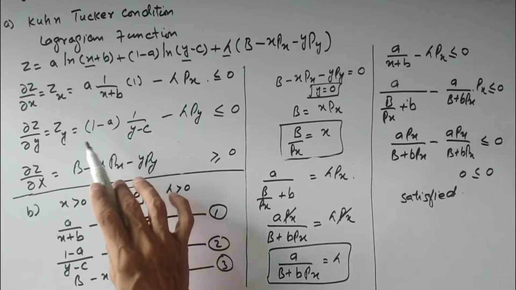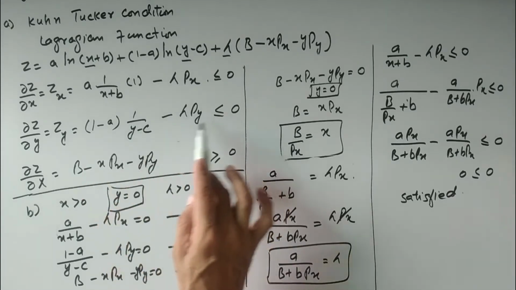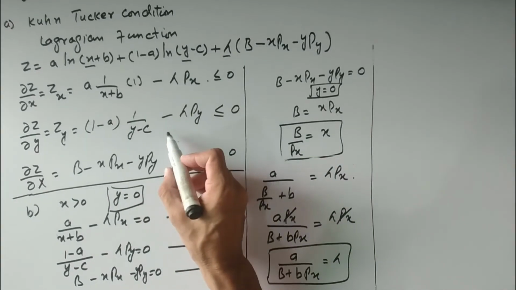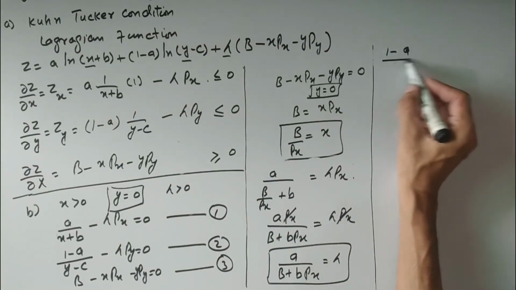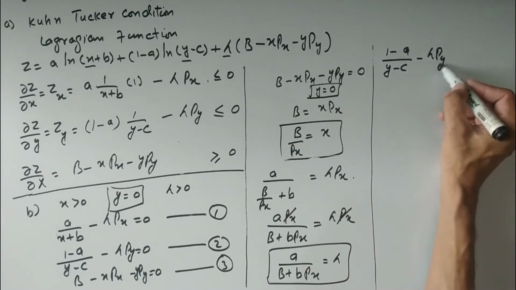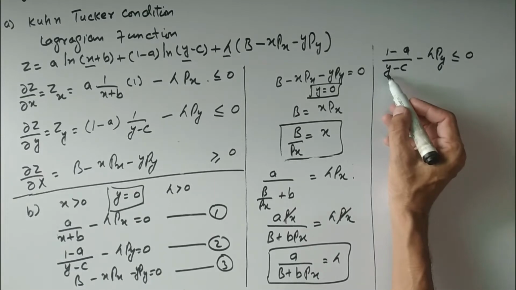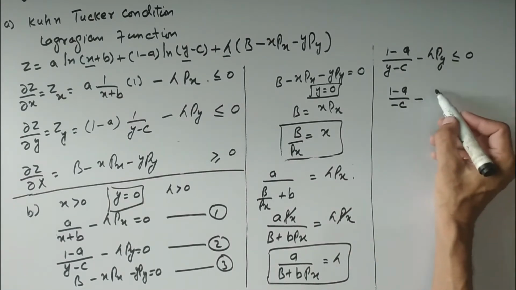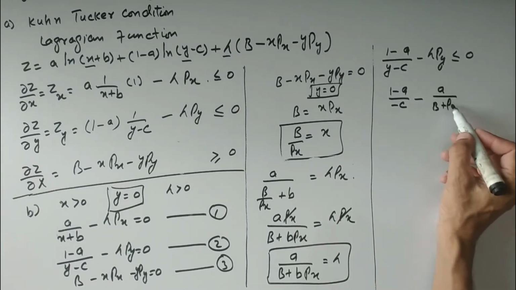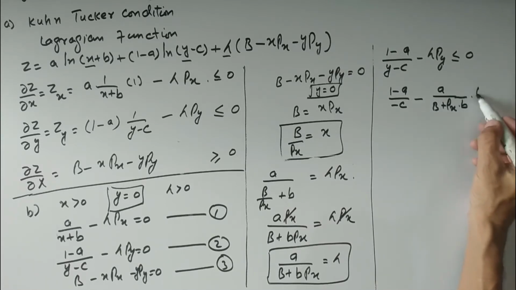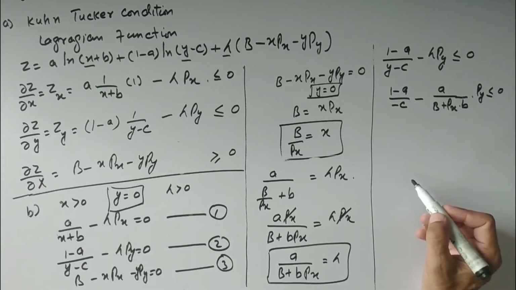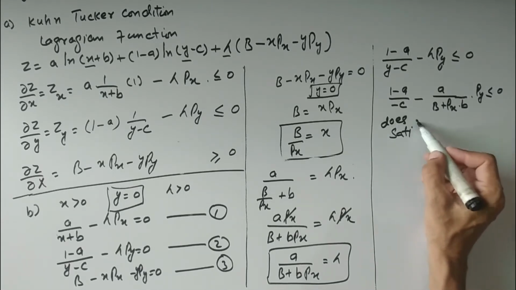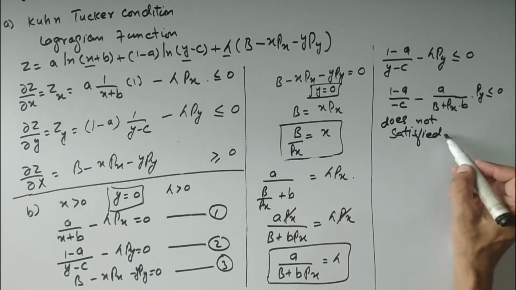Now we have to check the zy, whether this equation constraint is satisfied or not. Now we take the second constraint, that is a partial derivative: 1 minus a upon y minus c minus lambda p of y less than equal to 0. Now y is already given, that is y equal to 0. So 1 minus a upon minus c, and we have to put the value of lambda, that is a upon b plus b p of x into p of y less than equal to 0. So I can clearly see that this condition is not satisfied.